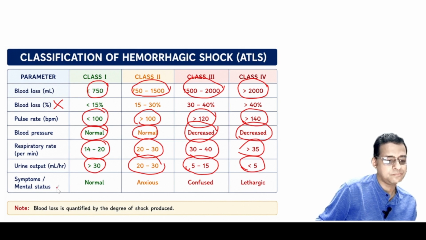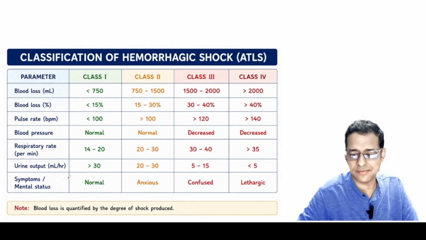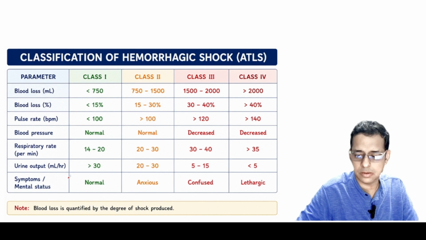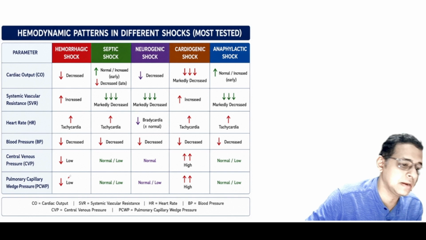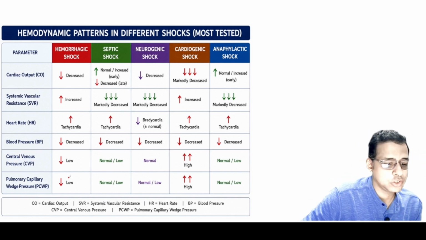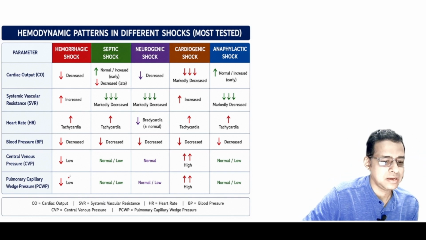And symptoms, mental status is lethargic in class 4. Okay, and in class 3 it is confused, and in class 2 it is anxious, and class 1 is normal. In upcoming slide I will be putting a hemodynamic pattern to differentiate between hemorrhagic shock and cardiogenic shock, and the rest of the shocks I will be teaching in upcoming session, including cardiogenic shock.